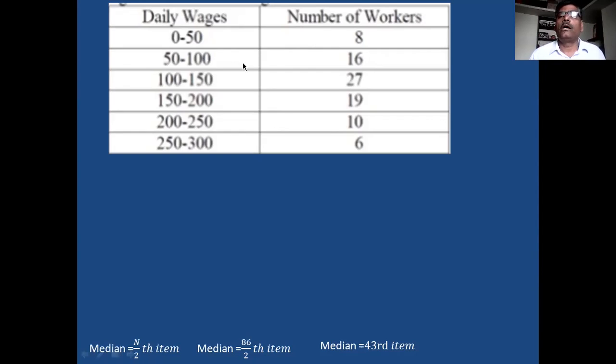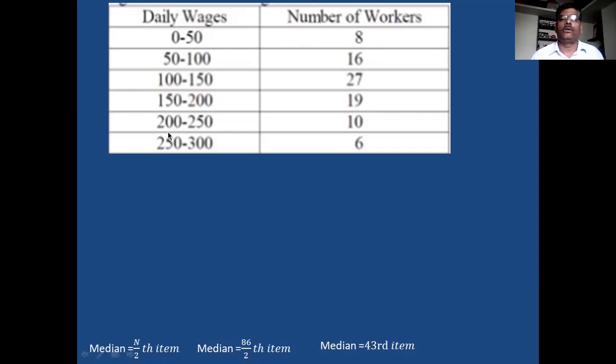And 50 to 100, there are 16 workers. 100 to 150, 27 workers. 150 to 200, 19 workers. 200 to 250, 10 workers. 250 to 300, 6 workers. These are the limits. It is nothing but 150 to 200 rupees daily wage, and the workers are 19. Remember this: this is the frequency, meaning the number of workers.